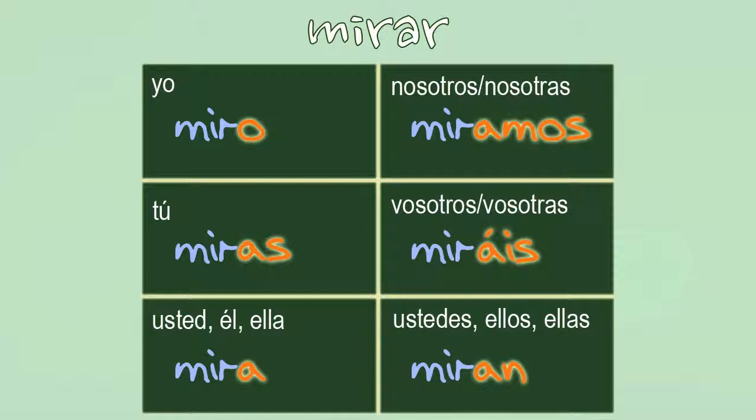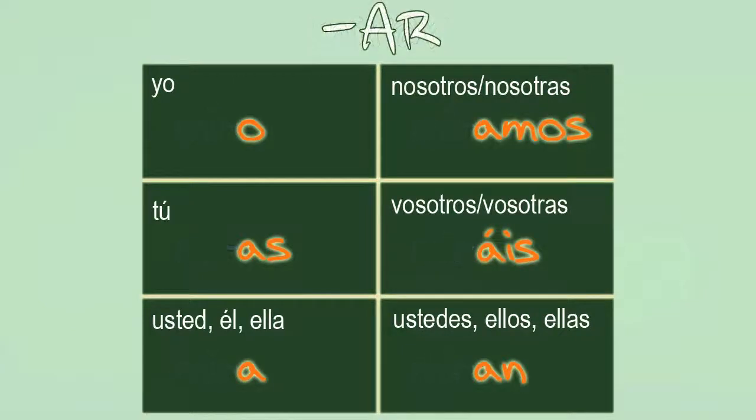Let's finish up by practicing the endings. O, as, a, amos, áis, an. Practice repeating these endings on your own until you can remember all of them correctly.